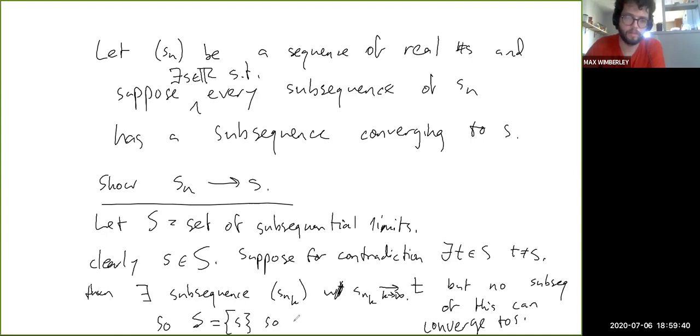So s_n converges to s, right? That's a theorem, I guess. Well, I don't know. Yeah. So it's just using the set of subsequential limits here. Any questions about that?